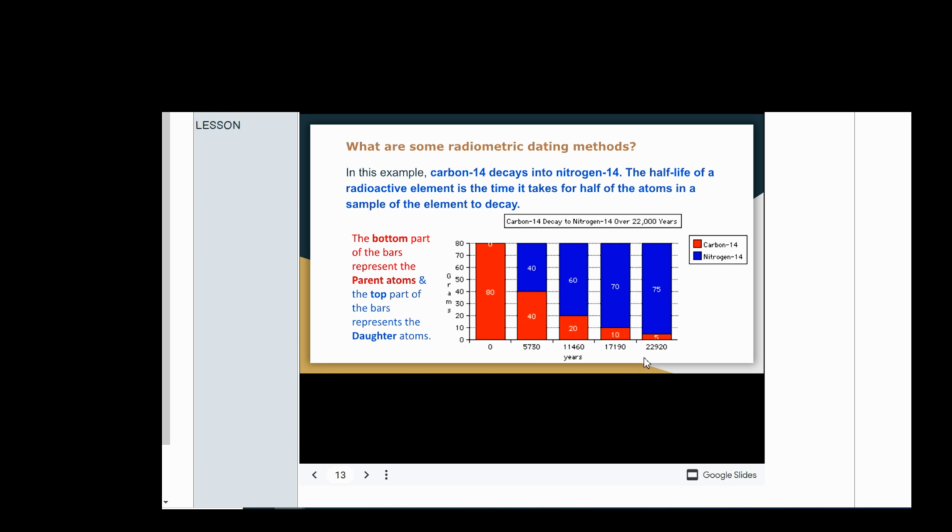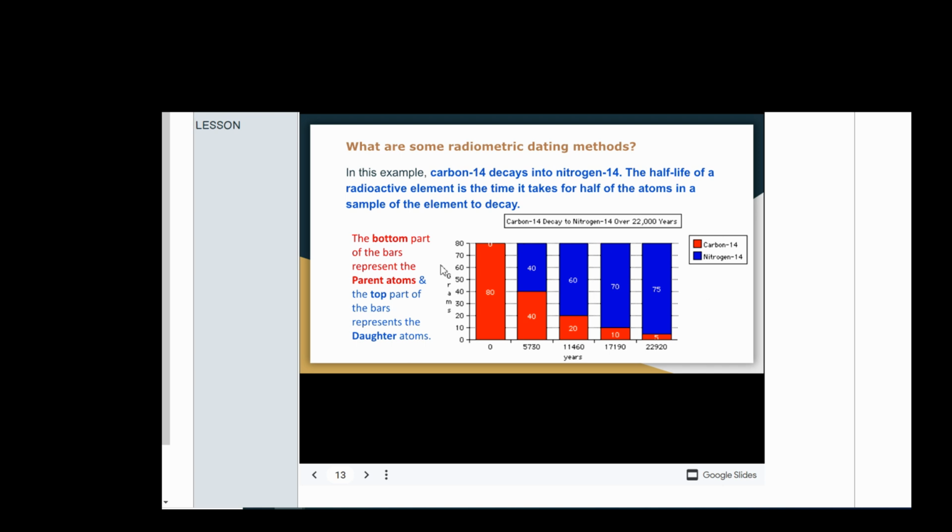Here is another table that you need to be able to interpret. Carbon is red, nitrogen is blue. So in this sample, we started off 100% carbon, and then each half-life we lose half. So what you're looking at here is radioactive decay of carbon into nitrogen. So our carbon is turning into nitrogen. The parent is carbon, daughter is nitrogen. We've gone through 1, 2, 3, 4 half-lives here.